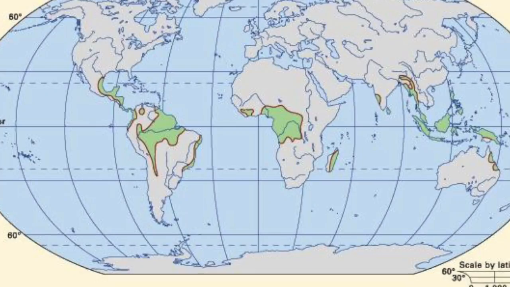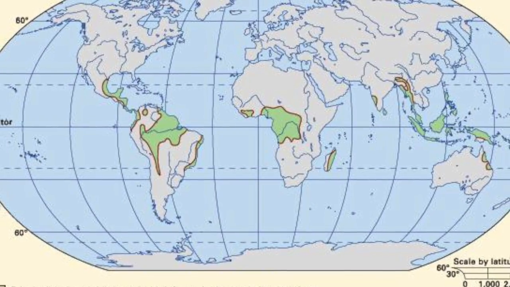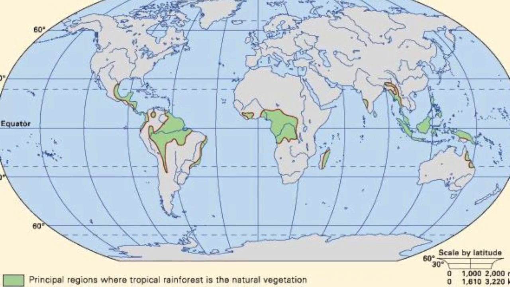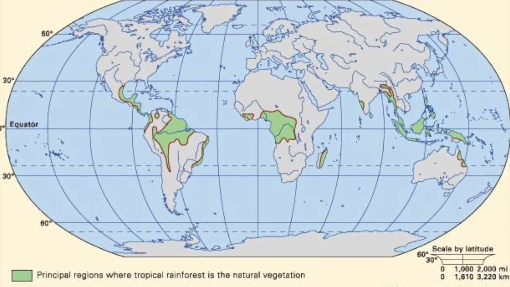Tropical rainforests are found, obviously, in tropical areas. The parallels or latitudes that most of these are found at are around the Tropic of Cancer or around the equator.